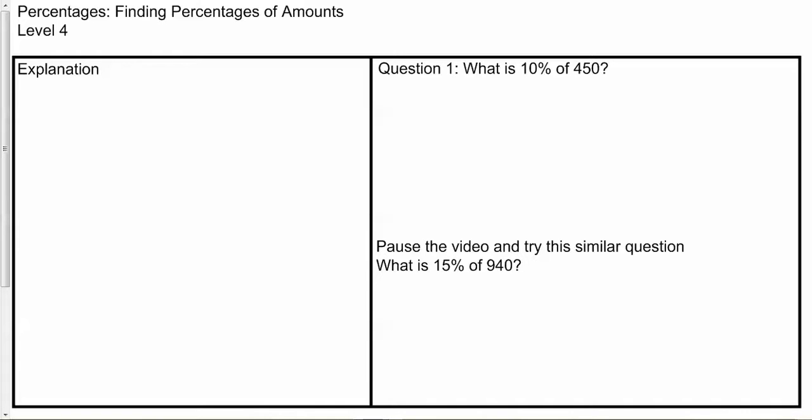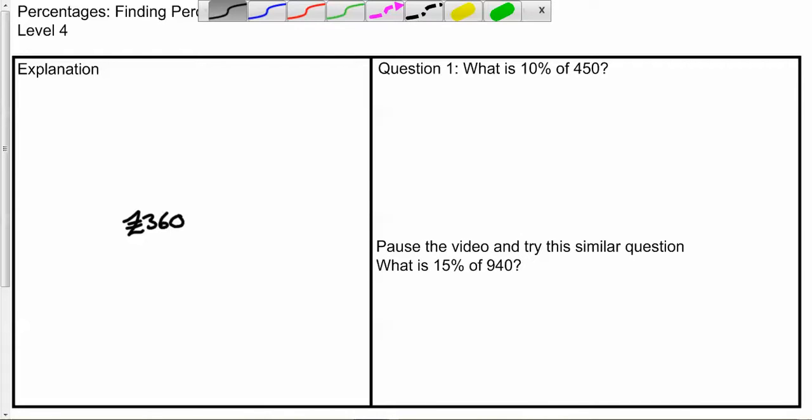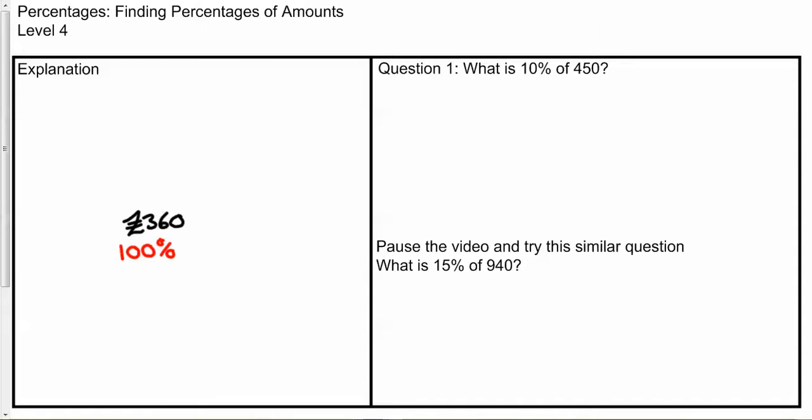If I begin with an amount, which I'm just going to choose as £360, what we're going to do is find some percentages of 360. So that means that our 360 is our 100%. That's where we're going to start from, and with that as our centre point we can find some percentages of £360.